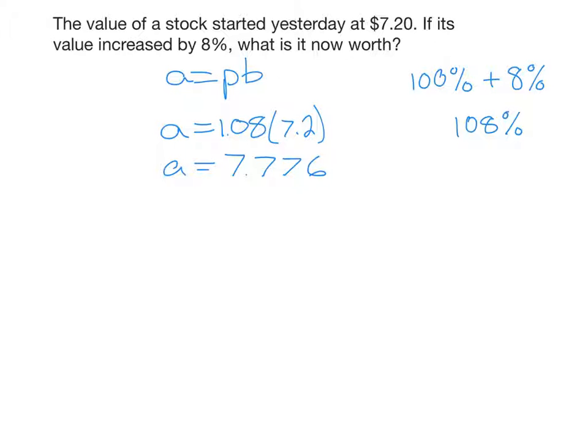But since we're working with money, we're going to round that to the nearest cent, and we're going to get $7.78 is the new value of the stock, right? It started at $7.20, and it is now $7.78, an 8% increase. All right, that's our last example for today.